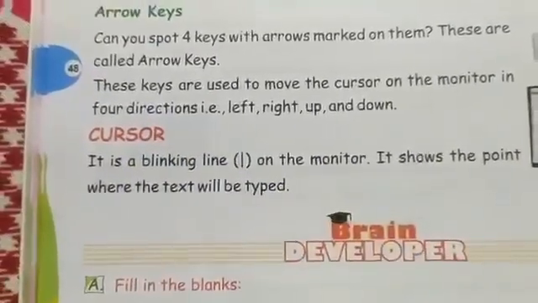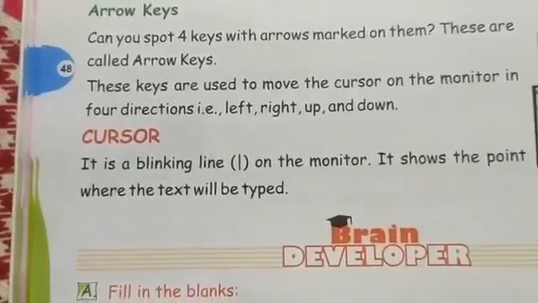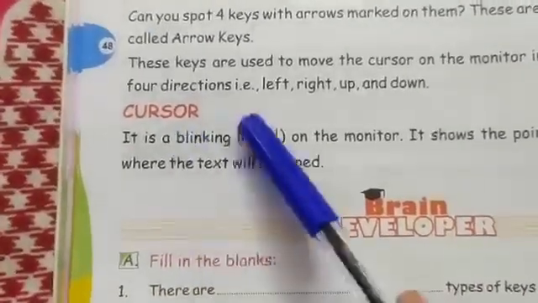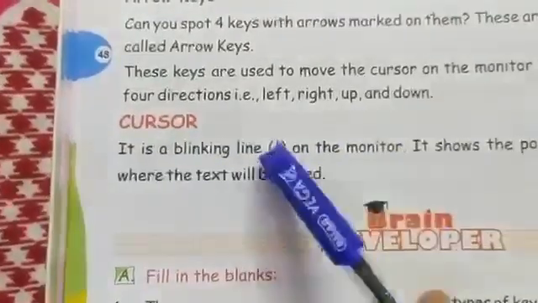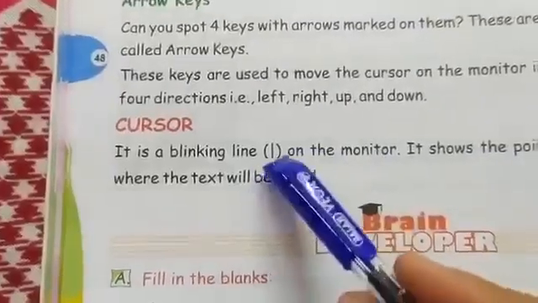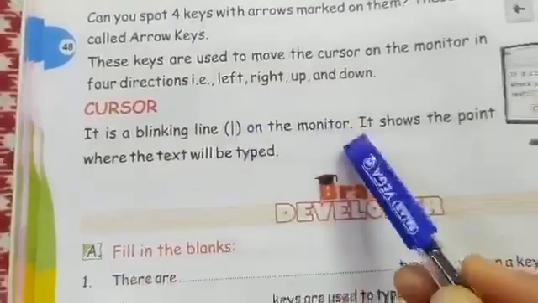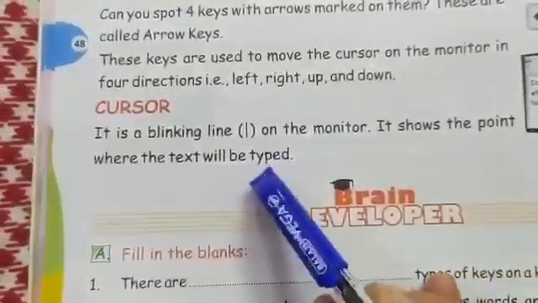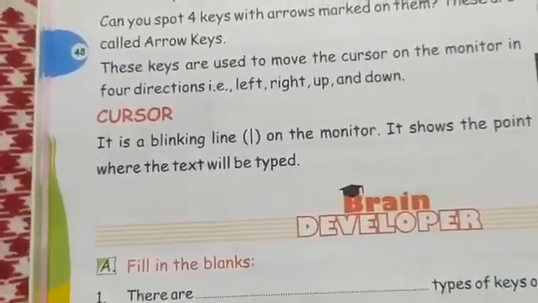इस को प्रेस करने से आप कर्सर को अप, डाउन, लेफ्ट और राइट मूव कर सकते हो. And what is a cursor? I have already told you, it is a small blinking line on the monitor. इस तरह की एक लाइन होती है जहां पे हम टाइप करते हैं. टाइप करने के बाद जो लास्ट वर्ड होता है उसके आगे ये ब्लिंकिंग लाइन होती है. It shows the point where the text will be typed. जहां पे हमें नेक्स्ट वर्ड टाइप करना होता है वहां पर ये ब्लिंकिंग लाइन आ जाती है.